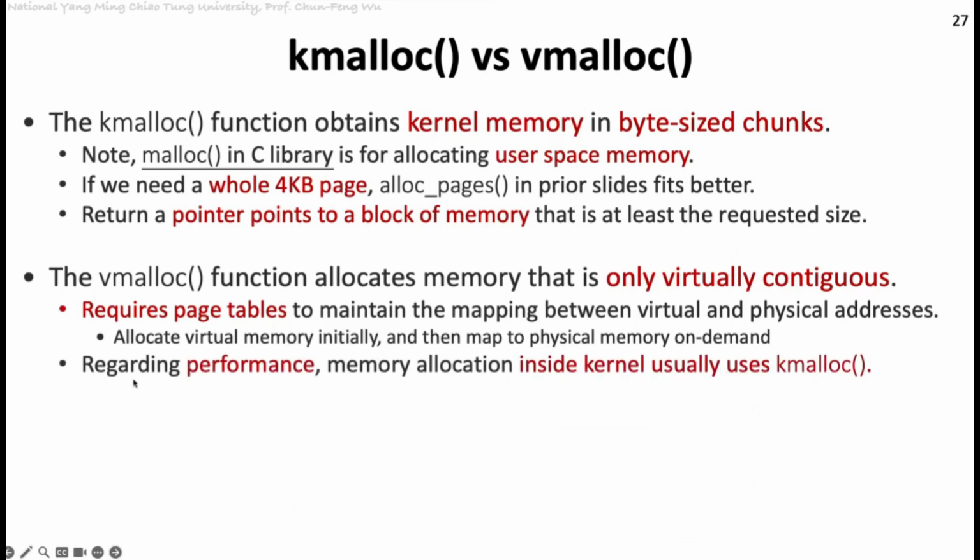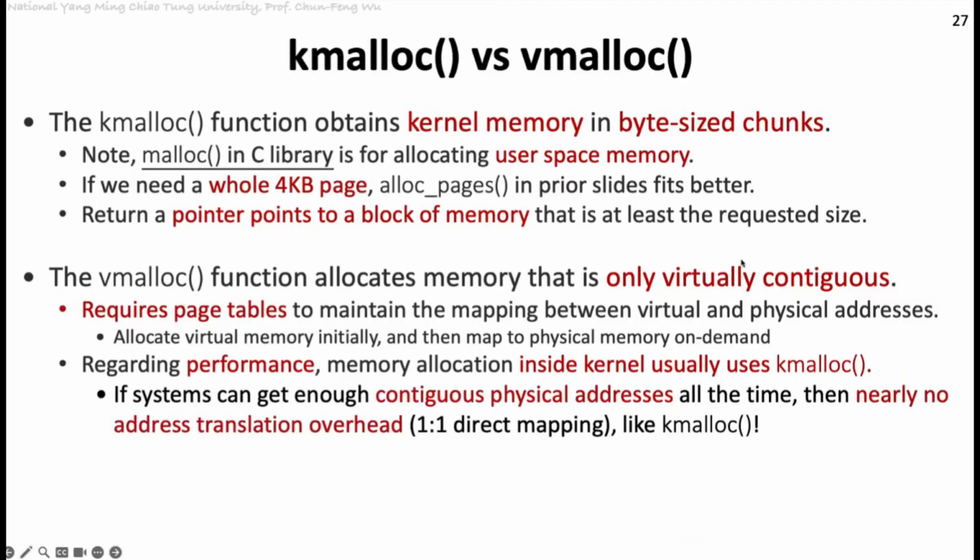So regarding performance, memory allocation inside the kernel usually uses kmalloc. The reason is that kmalloc, in most cases, just reuses the prior slab, so it doesn't need to do too much allocation and maintenance. But if you use vmalloc, then there's the page table to manage, so it takes way more time than kmalloc. I'll give you an example of how kmalloc works in the next slide.